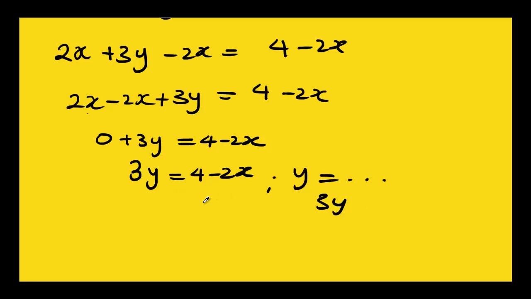How do we get rid of the 3y, which is the coefficient of y here? Because if you get rid of 3, you just have y. How do you do that? Well, divide both sides by 3 to get rid of the 3.